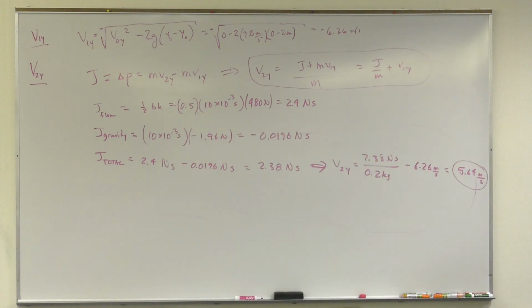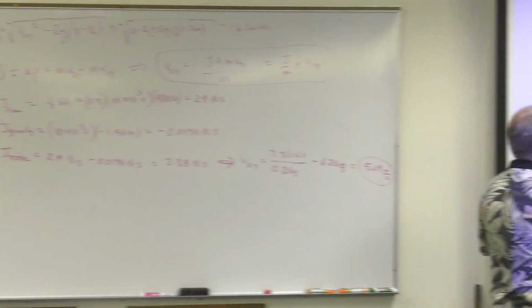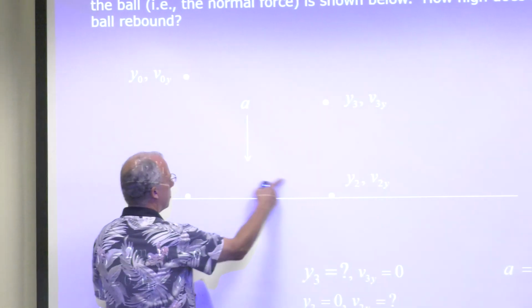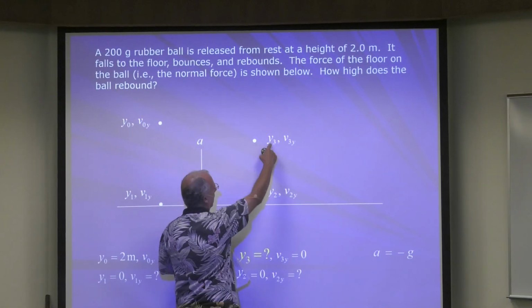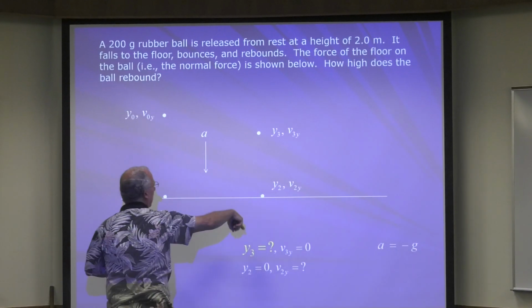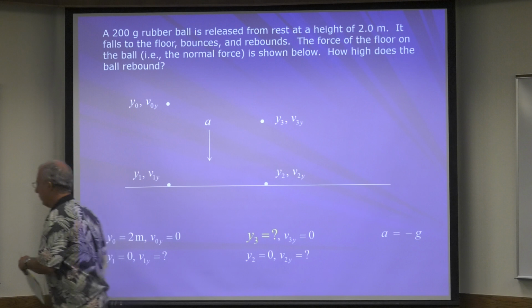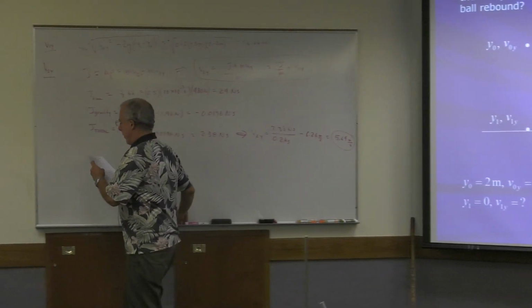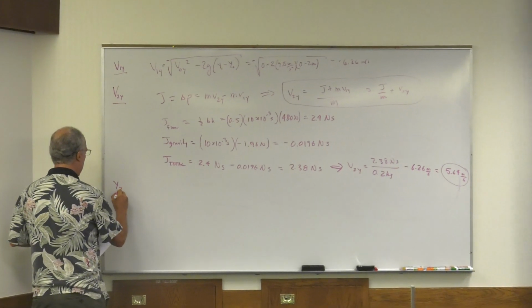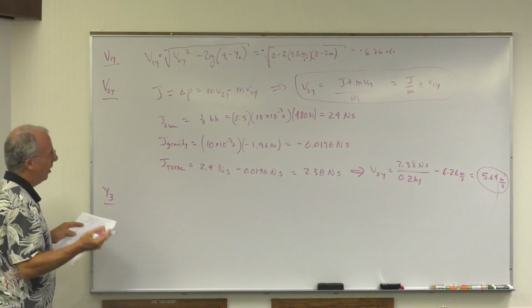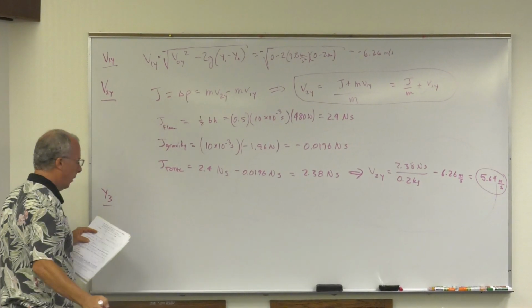Again, first we figured this out from kinematics. We figured this out with impulse momentum, a lot of work, but that's life. Now we want to calculate this. This is kinematics, right? Because this is just gravity, there's no normal force. So now we can finally get y3, same equation, similar equation, right?